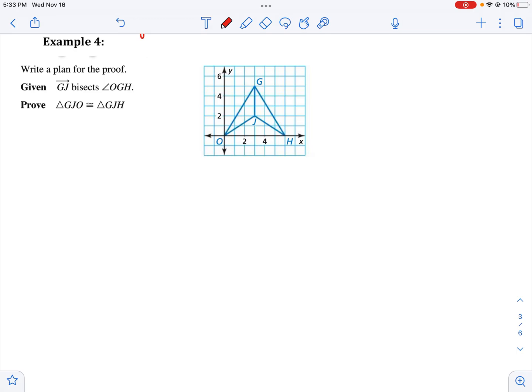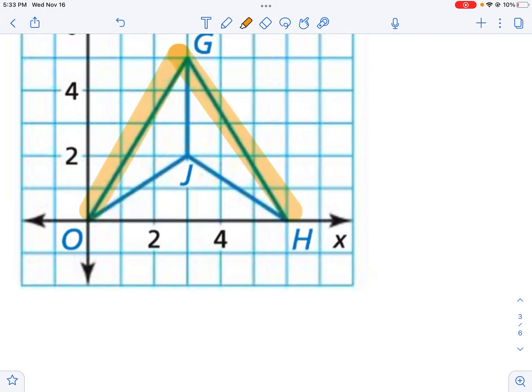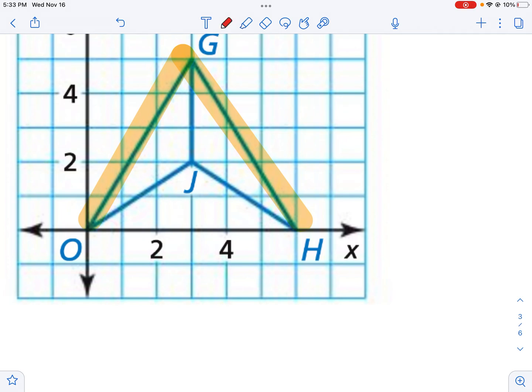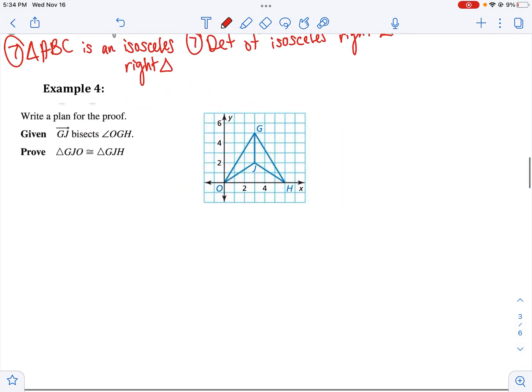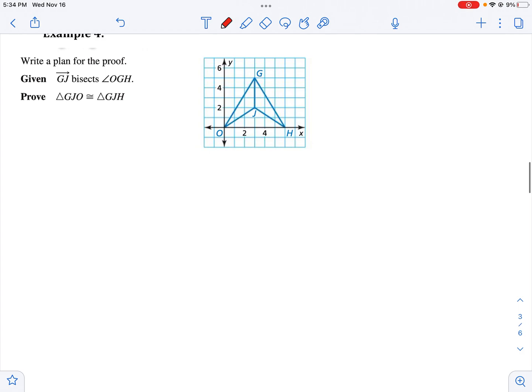Let's take a look at a proof that two triangles are congruent, given that ray GJ bisects angle OGH. This is a common stumbling point for many students. That's the angle that's being bisected up top, which means that the left half, which I would name OGJ, is congruent to the right half, HGJ. So you have to be very careful. Please read the directions and identify what in the world is being bisected if you see the word bisector.